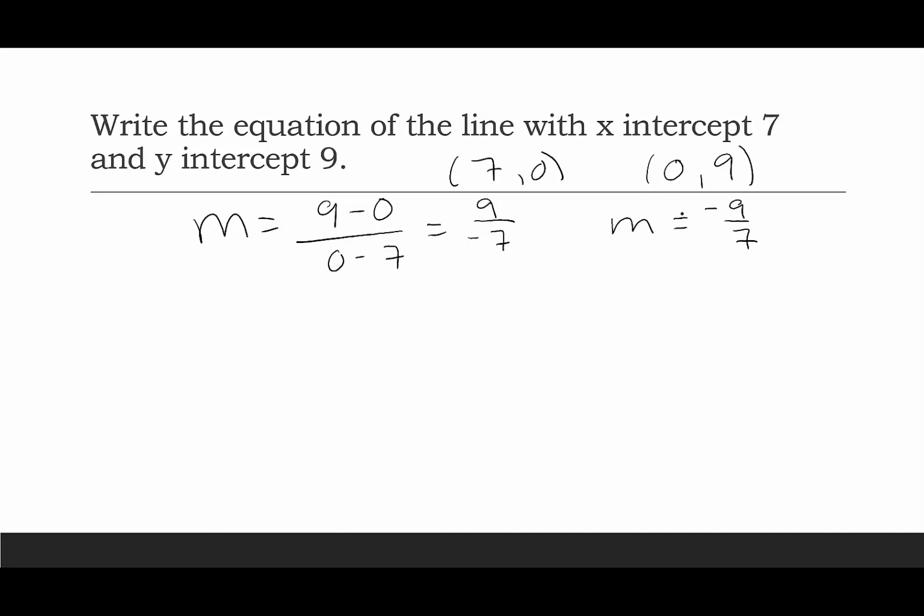At this point, I have 2 choices. I can use the point-slope form of a line, or I can use slope-intercept. This time, I'm going to use slope-intercept, which is y equals mx plus b. I have the slope, negative 9/7. I have the y-intercept, (0, 9). We can write y is equal to negative 9/7 times x plus the y-intercept of 9.